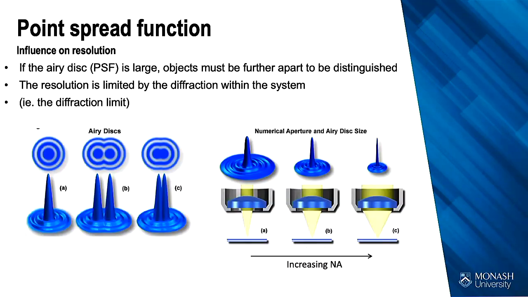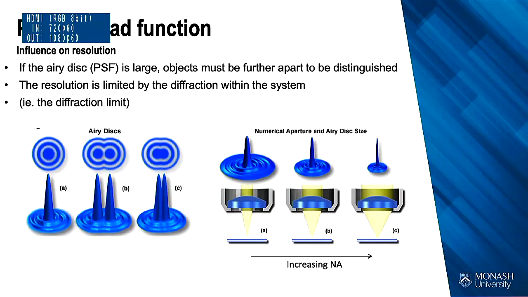So basically, the influence on resolution is that you now have these disks rather than a small point of light that you're trying to image. If the point spread function is large, you have large Airy disks, and objects must be further apart. On the bottom left there, we have these Airy disks. Think of it as an image of a star. If you have two very close together, they'll start to overlap because it's no longer a point, it's something larger.